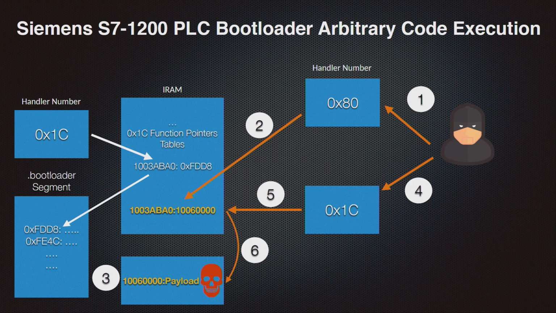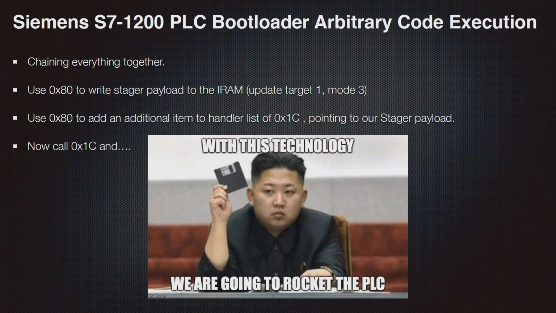And then as a second step, we can use the 0x1C handler again, use this flexible function calling mechanism to actually specify our previously overwritten index. And you need to pass not only the function pointer, you have to do some metadata around it for it to work at the end, but basically you inject your own handler there, and then you can jump to your own shellcode. And let's see what this does in a chain. So we do the first one, the 0x80, write the payload as well as a reference to it, and then we call it, and then, saying it in Ali's words, with this technology we are going to rocket the PLC.